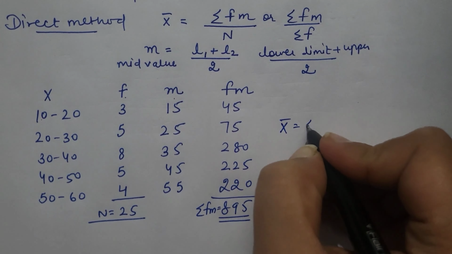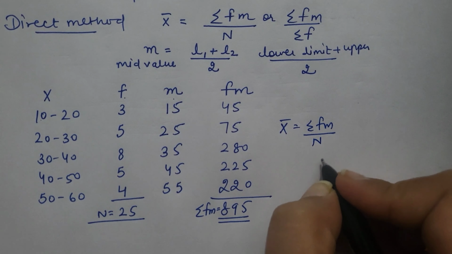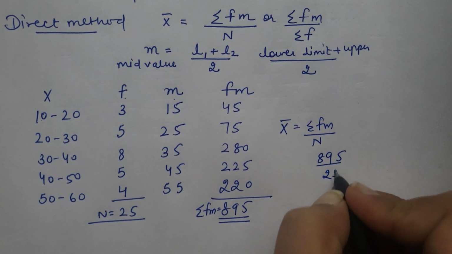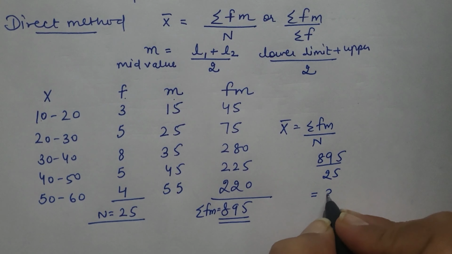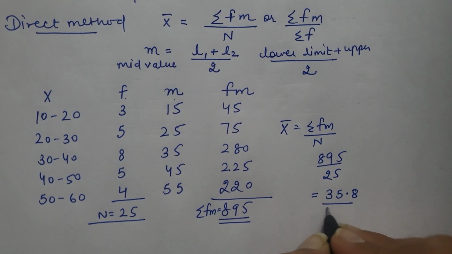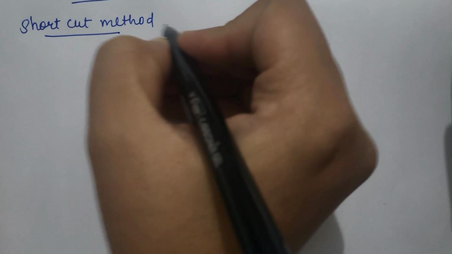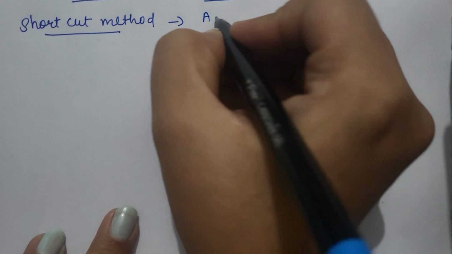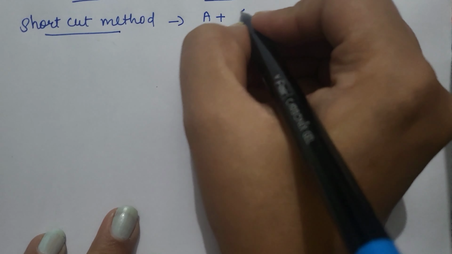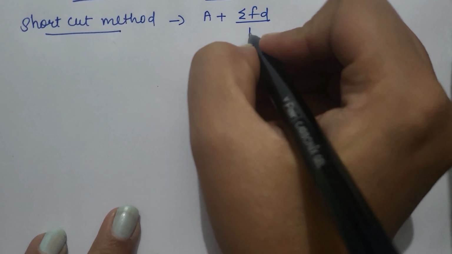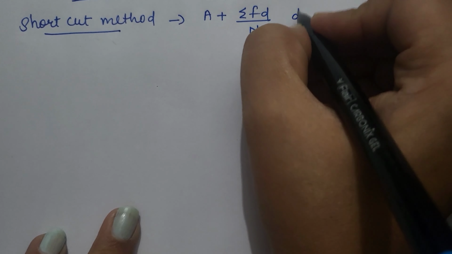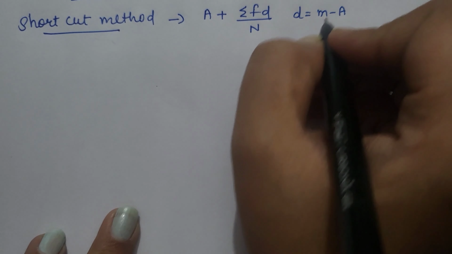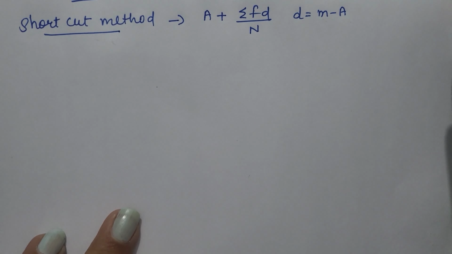So mean is equal to summation fm by n: 895 divided by 25, which would be 35.8. Moving towards the next method, that is the shortcut method. According to the shortcut method, mean can be calculated as a plus summation fd divided by n. Here d is m minus a rather than x minus a.